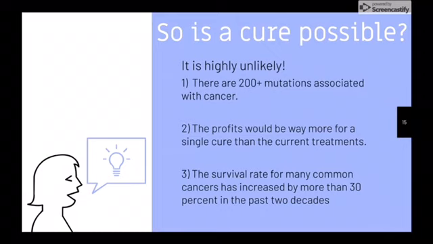And secondly, the profits would be way more for a single cure than the current treatments, and I think the company would make way more money selling the most expensive medicine in the world. The third one is that the survival rate for many common cancers has increased by more than 30% in the past 2 decades, which shows that the governments have not been using cancer as a way to control population.